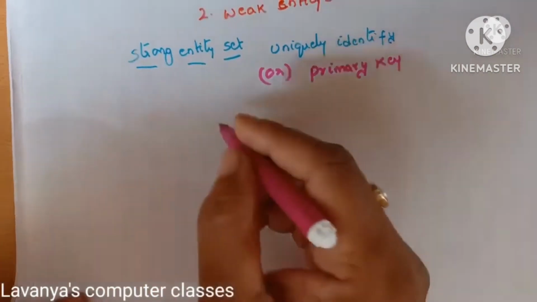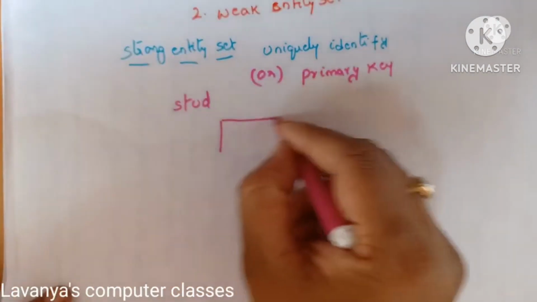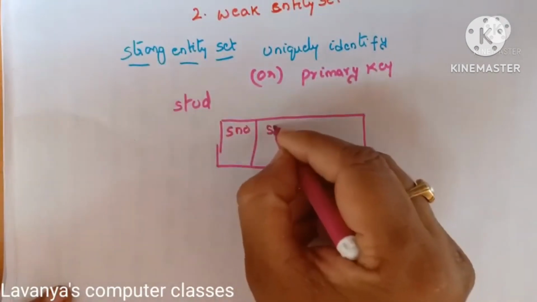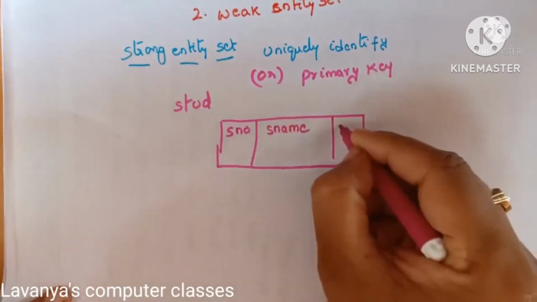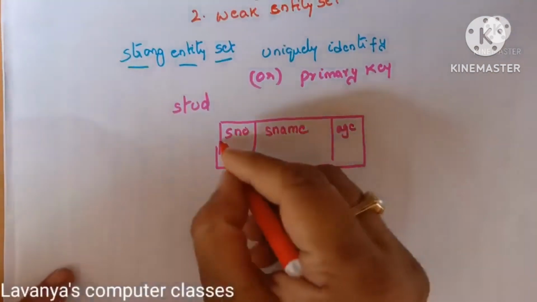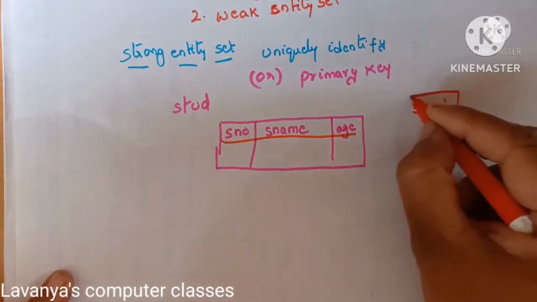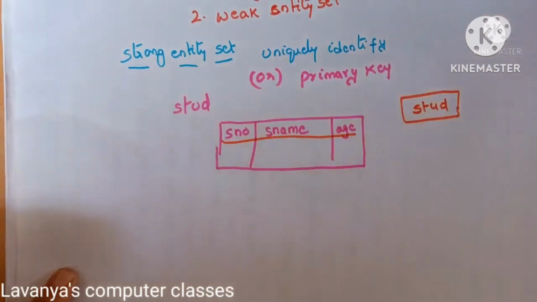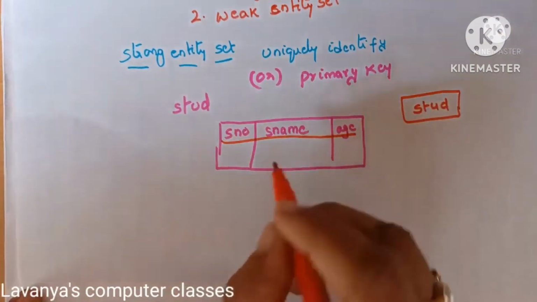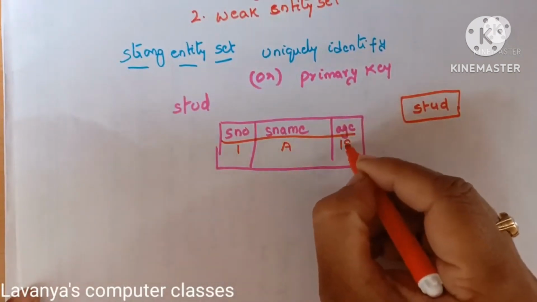For example, this is the student table, the student entity set. Entity set means a collection of entities. For example: serial number, student name, age. These are the fields, the attributes of an entity set. You can represent it like this: Student is the entity set name. Here is how we know whether it is a strong or weak entity. First we take some values: serial number 1, student name A, age 18.